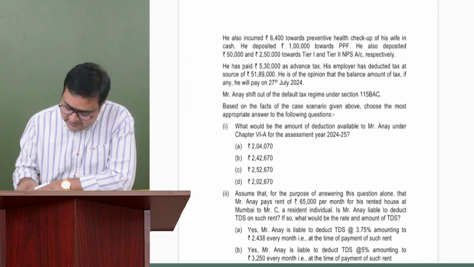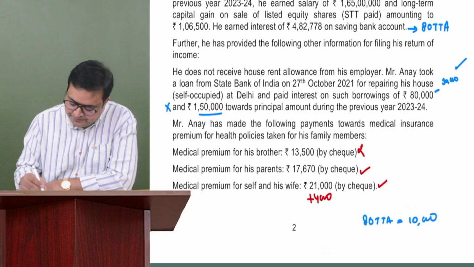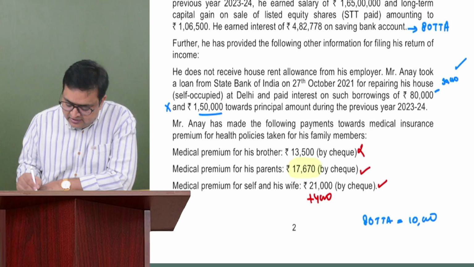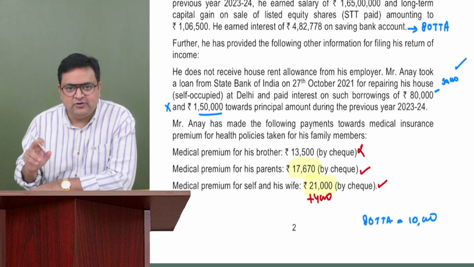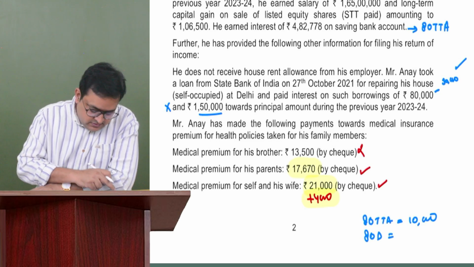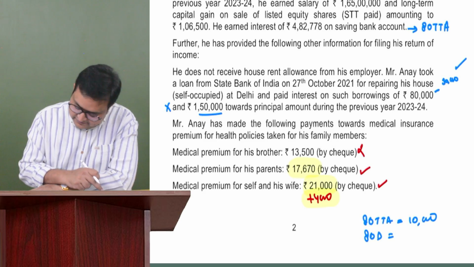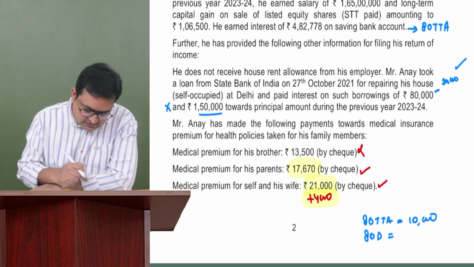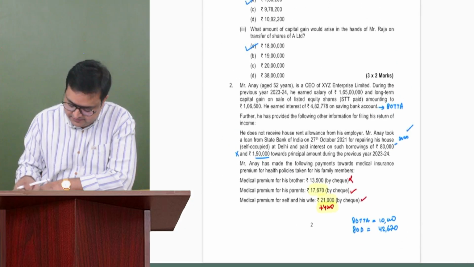So here, this is about medical insurance. So 80D, how much will we get? See, 17,670 is okay. 21,000 is okay. The 6,400 will not go fully, only 4,000 we can give. So how much is 80D? So 80D would be 17,670. Are you all getting this? Quite an interesting question. 21,000 plus 4,000, that is 25,000. So 42,670 would be 80D. Okay.